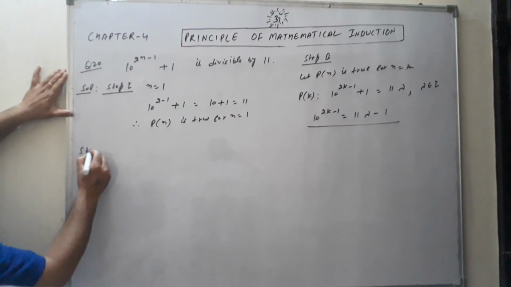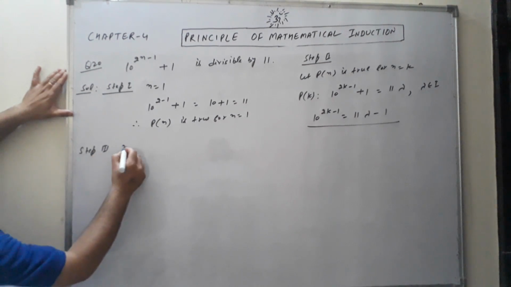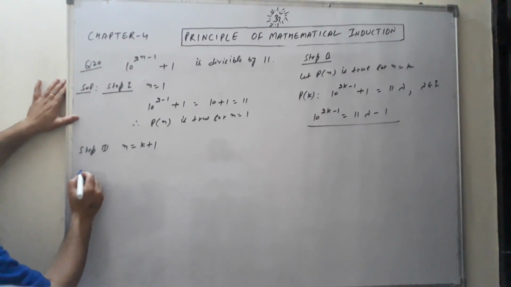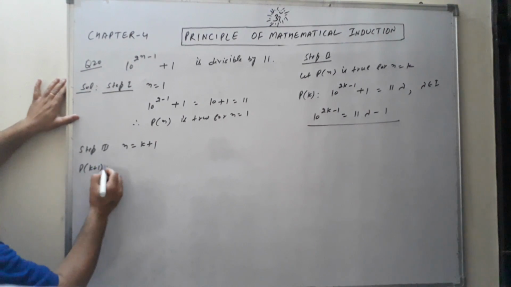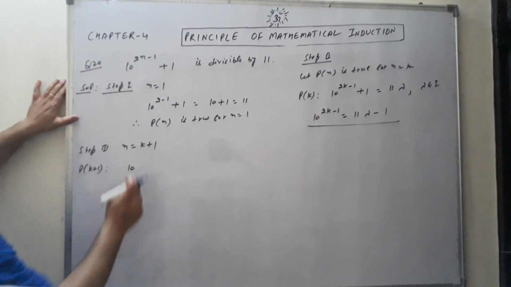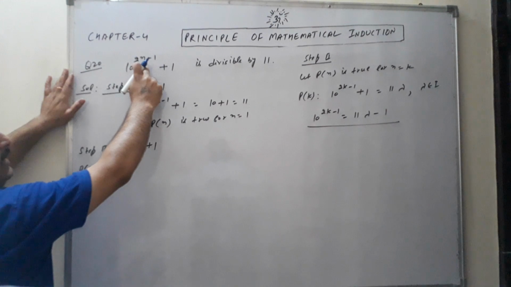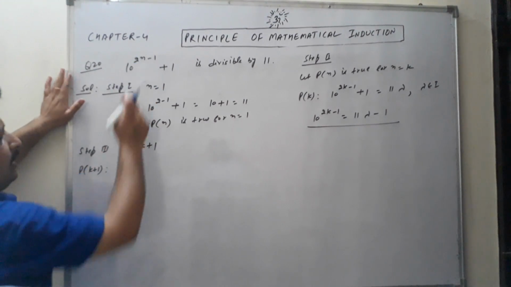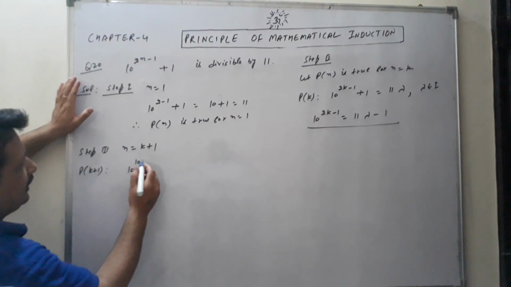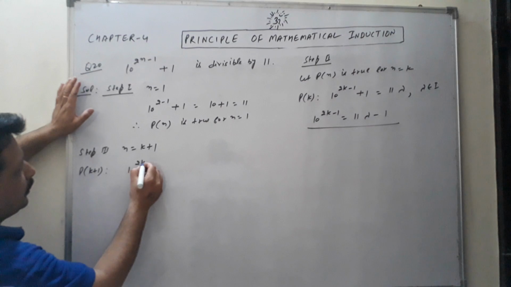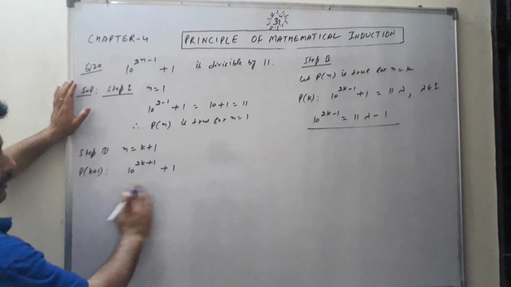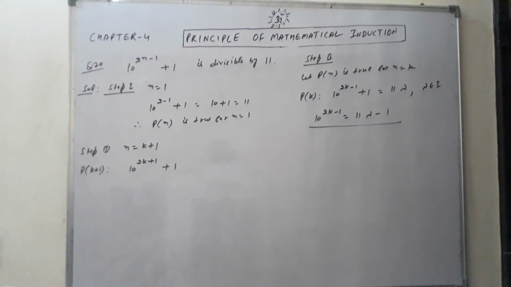So let us come to step number 3, that is n equal to k plus 1. So you will say that P of k plus 1 is 10 to the power, at the place of n you will write 2k plus 2, minus 1, which means it will come as 2k plus 1, plus 1. It will come from the second step, third step.